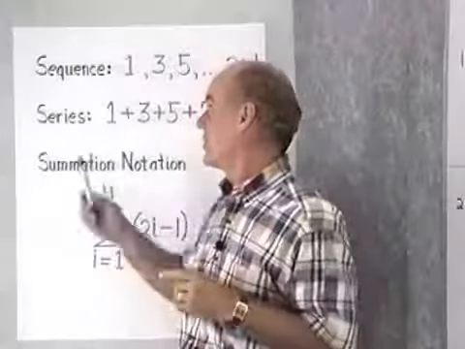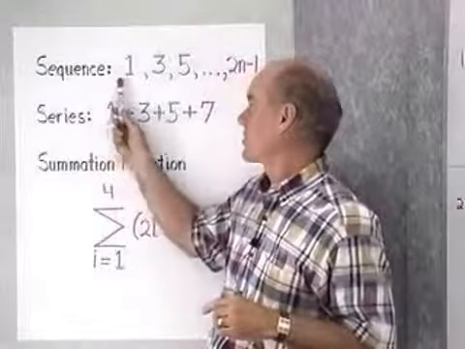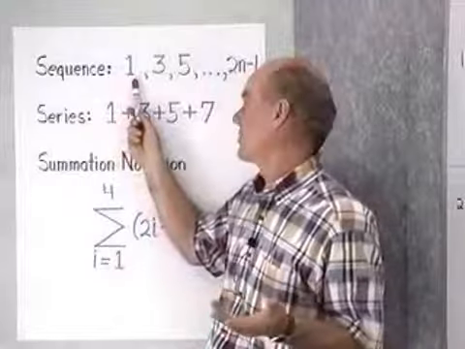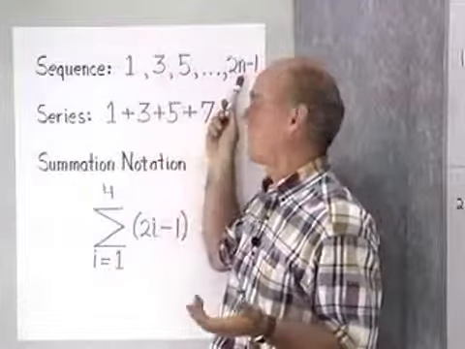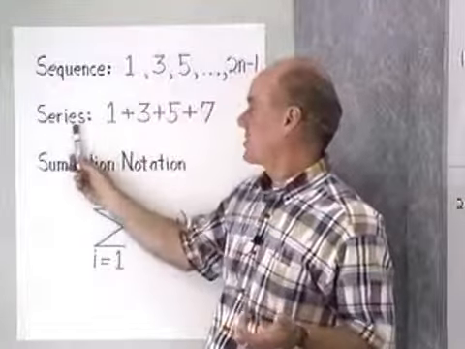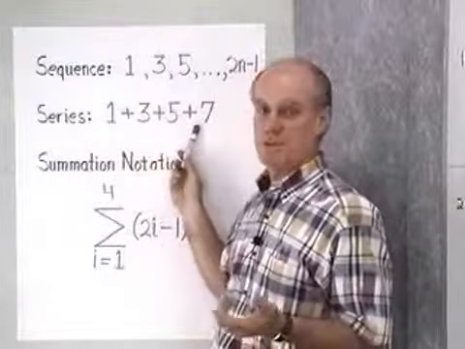Here's the relationship between a sequence and a series. A sequence, in this case the sequence of odd numbers 1, 3, 5, all the way up to 2n minus 1. A series is the sum of the terms of a sequence.